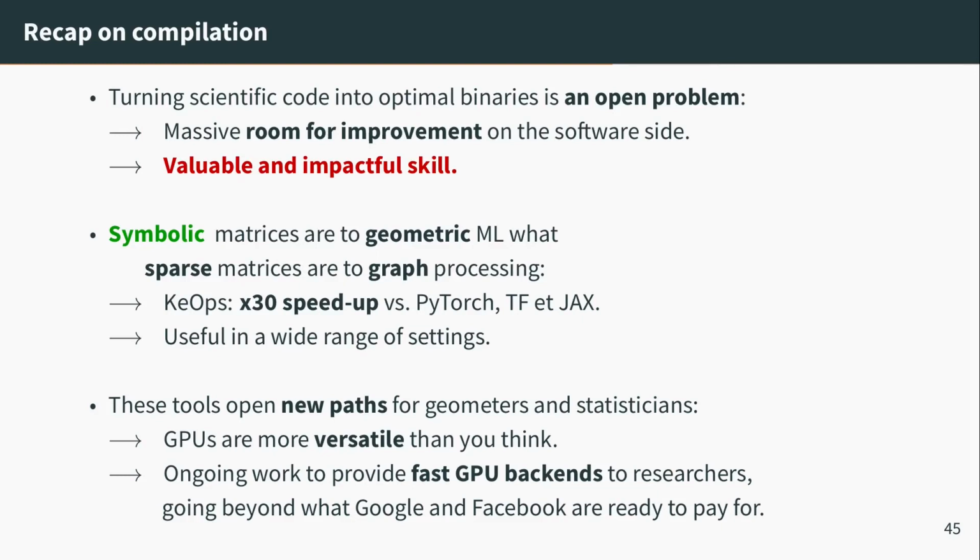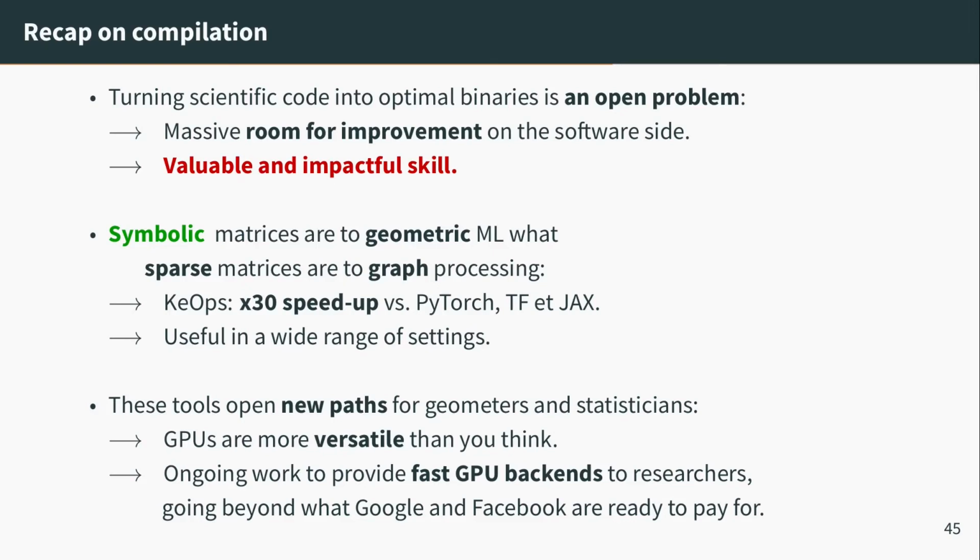GPUs are way more versatile than people think, probably than your advisors are going to think. And so there's ongoing work worldwide to provide fast GPU backends to researchers, going beyond what Google and Facebook are ready to pay for. We talked quite a bit about PyTorch Geometric. PyTorch Geometric is exactly that. Basically, the main guy, Matthias Fey, who developed PyTorch Geometric, one of his main contributions was just implementing CUDA C++ code that was turned into binaries for graph convolutions that were way more efficient than what you could do using PyTorch. And that's the core of his library.